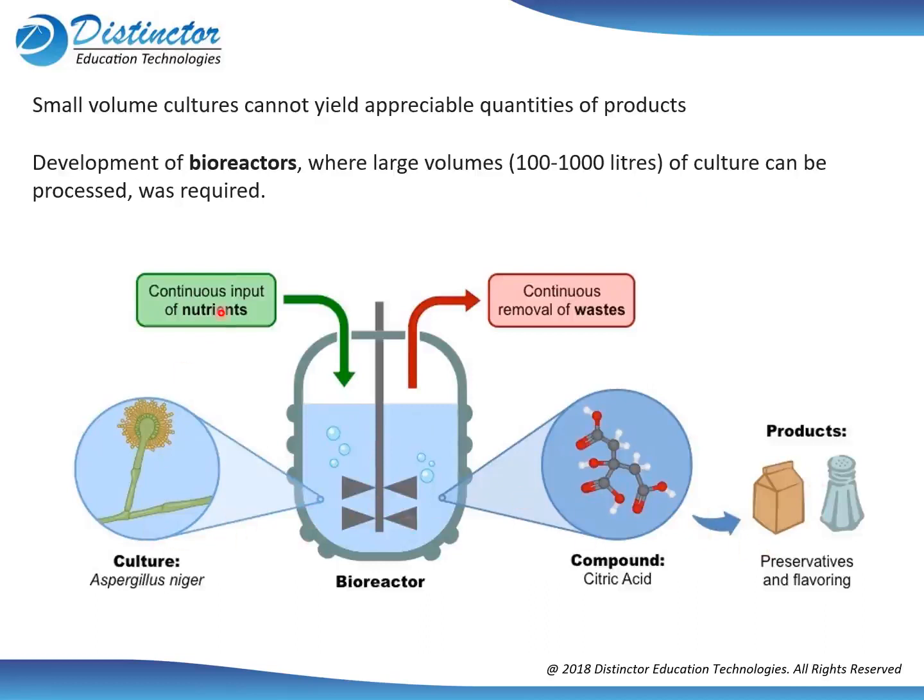Now we are going to introduce an input, that is Aspergillus niger. We introduce the microbe Aspergillus niger, and in the bioreactor it grows for a continuous time. Then we remove the waste and remove the component. This Aspergillus niger produces citric acid, which is the product. So we can get a large amount of citric acid and use it for production of a product.